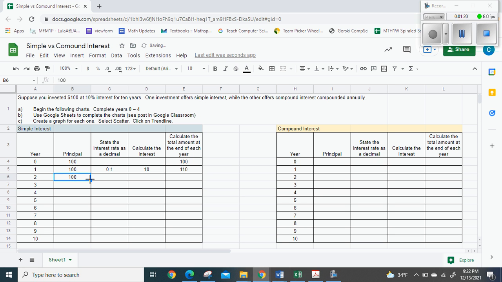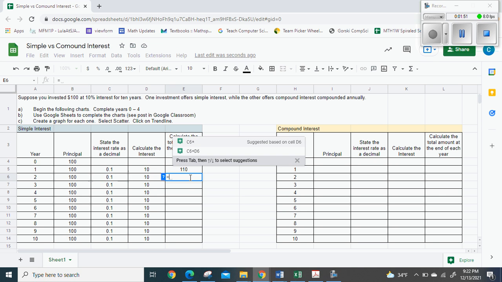Okay. So the next year, well, simple interest says my principal doesn't change. It says every year my principal will always be $100. And my interest rate is staying 10%. So it's going to stay at 0.1 the whole time. So I can calculate my interest, and I know it's going to be my principal times my interest rate as a decimal. Because my principal and my interest rate never change, every year I'm getting the same amount of money for my interest.